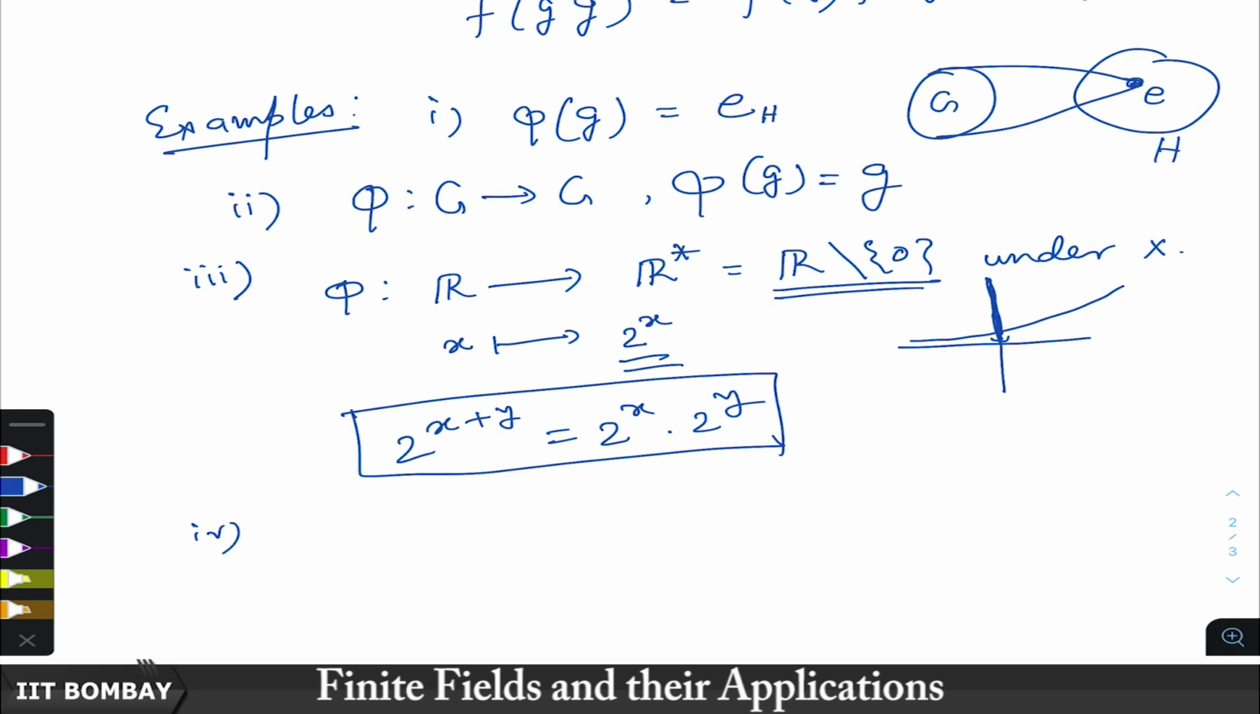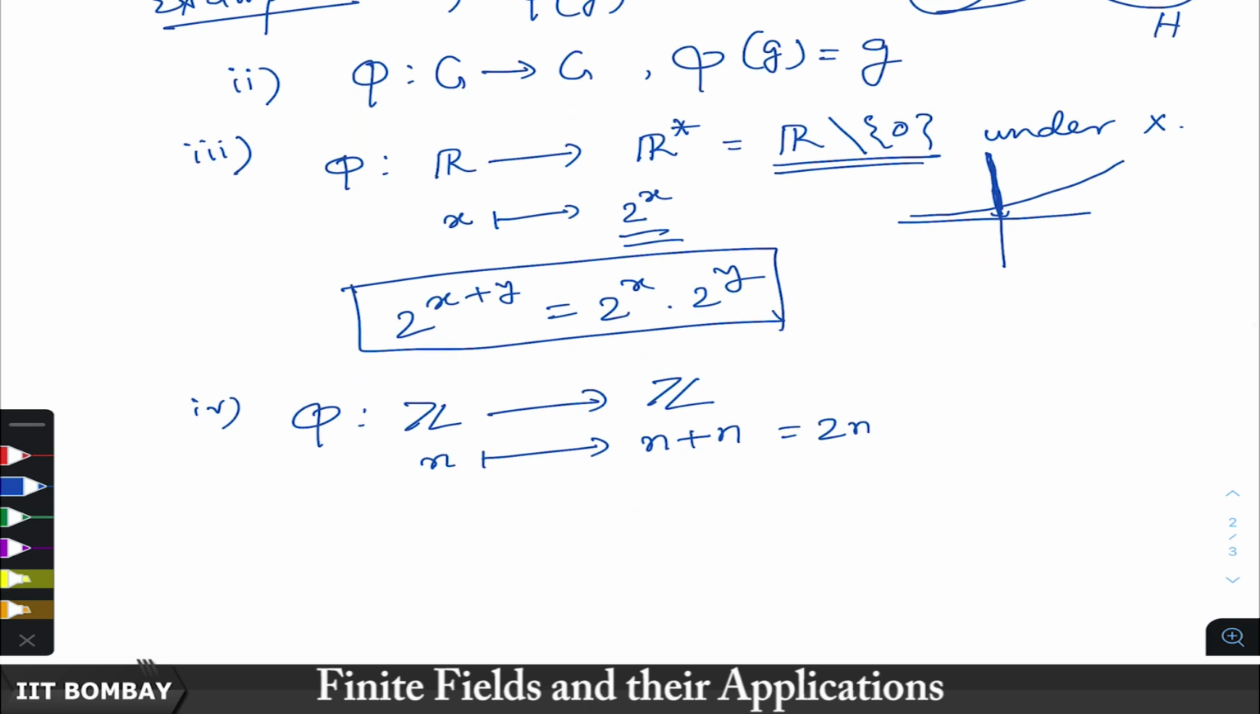Now, let us take this map from Z to Z. Z is a group under addition, and we take any integer, it goes to n plus n, that is 2n. You can take addition any finite number of times, let us say 5n, and that is also a group homomorphism. And the image of this map is the set of all multiples of 2, that is 2Z. This is the image.